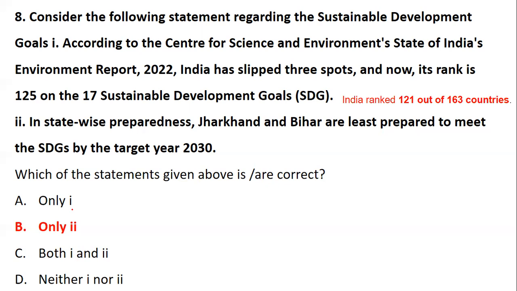India's rank now is 121 out of 163 countries. So the rank India is currently holding with respect to sustainable development goals is 121, and you have to keep that in mind. It's not 125, but it is 121, out of a total of 163 countries.